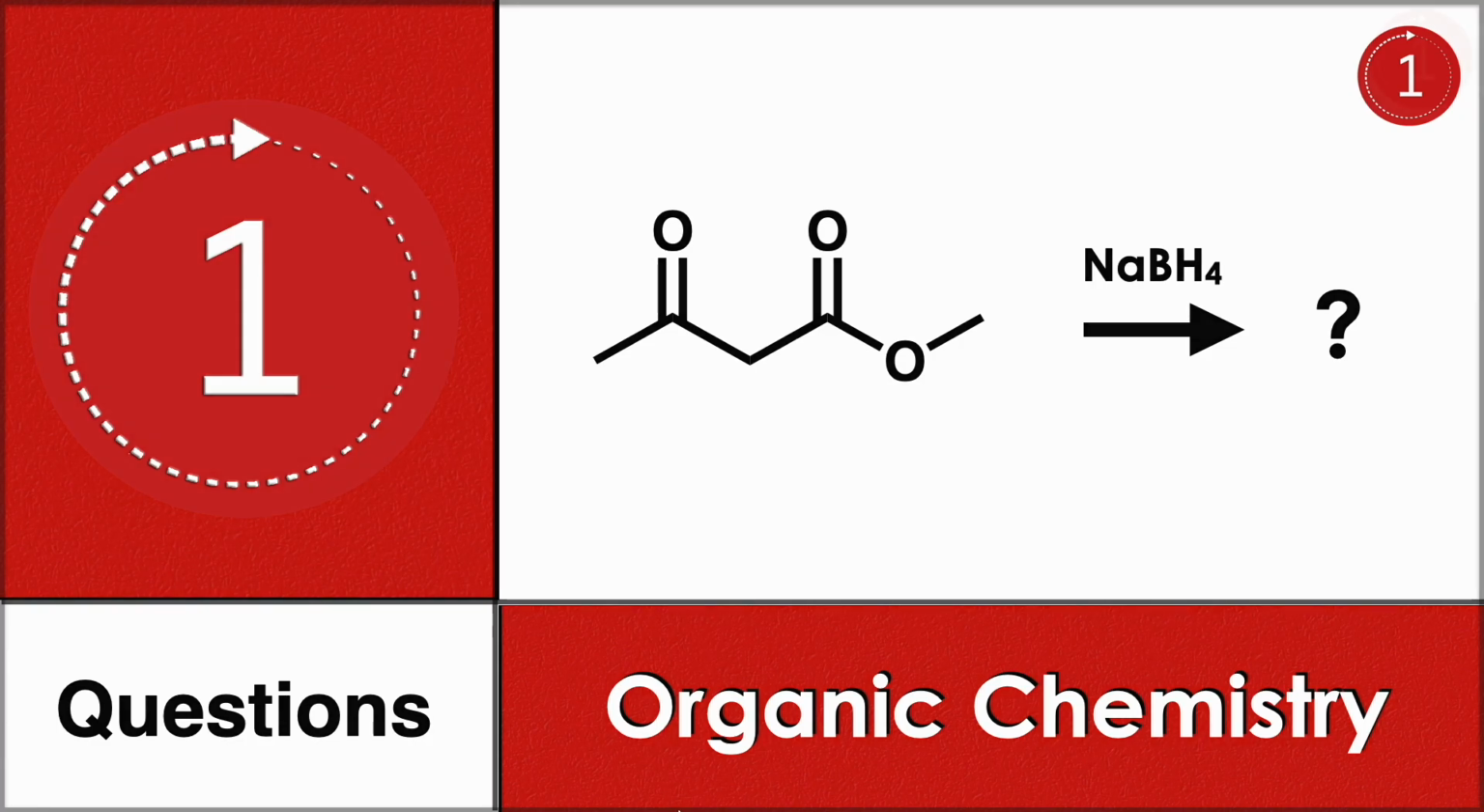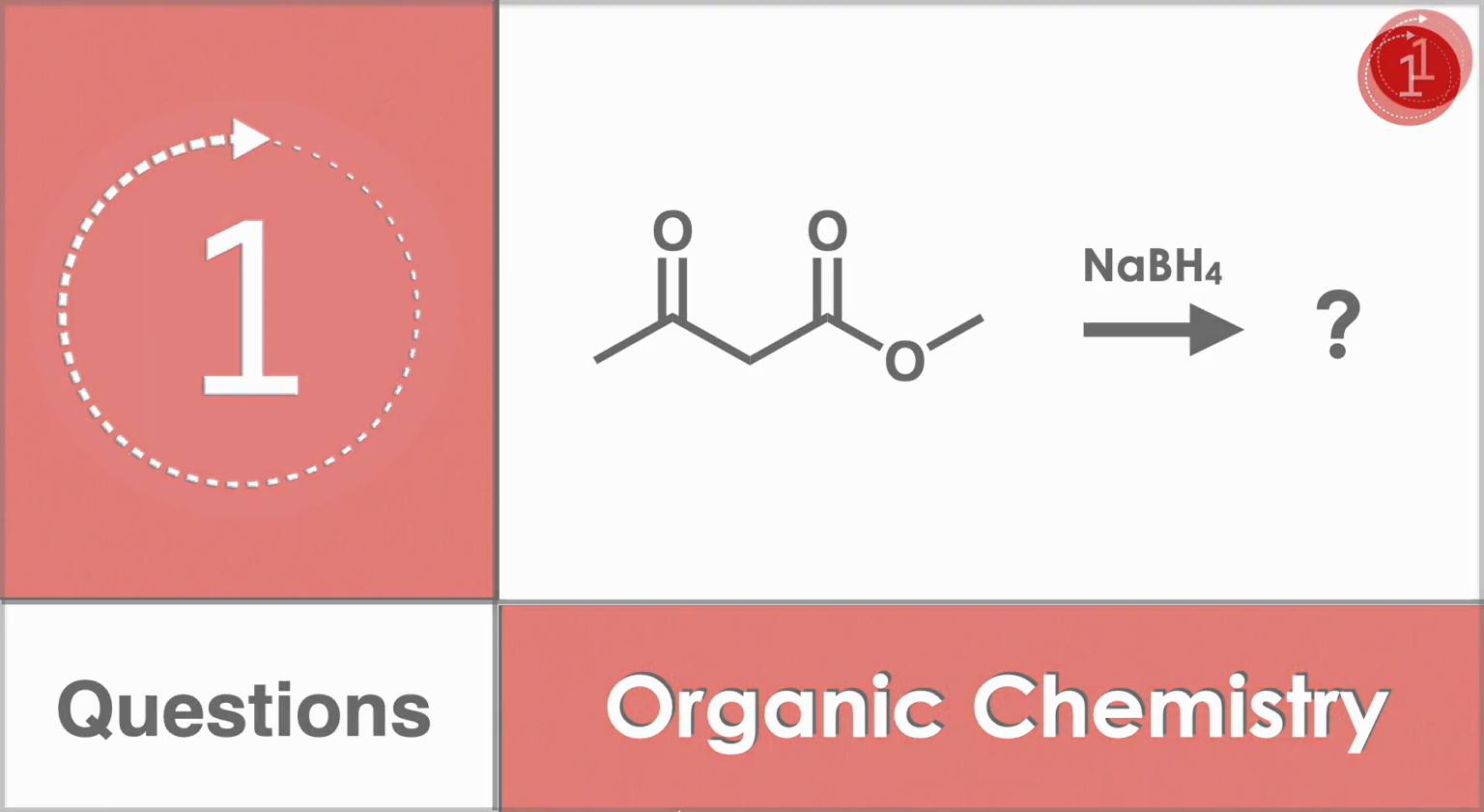Daily one question for you. Here you have the starting material, which is a linear compound. It has a ketone and an ester in alternate positions, and you are using sodium borohydride. You should find what will be the final product.